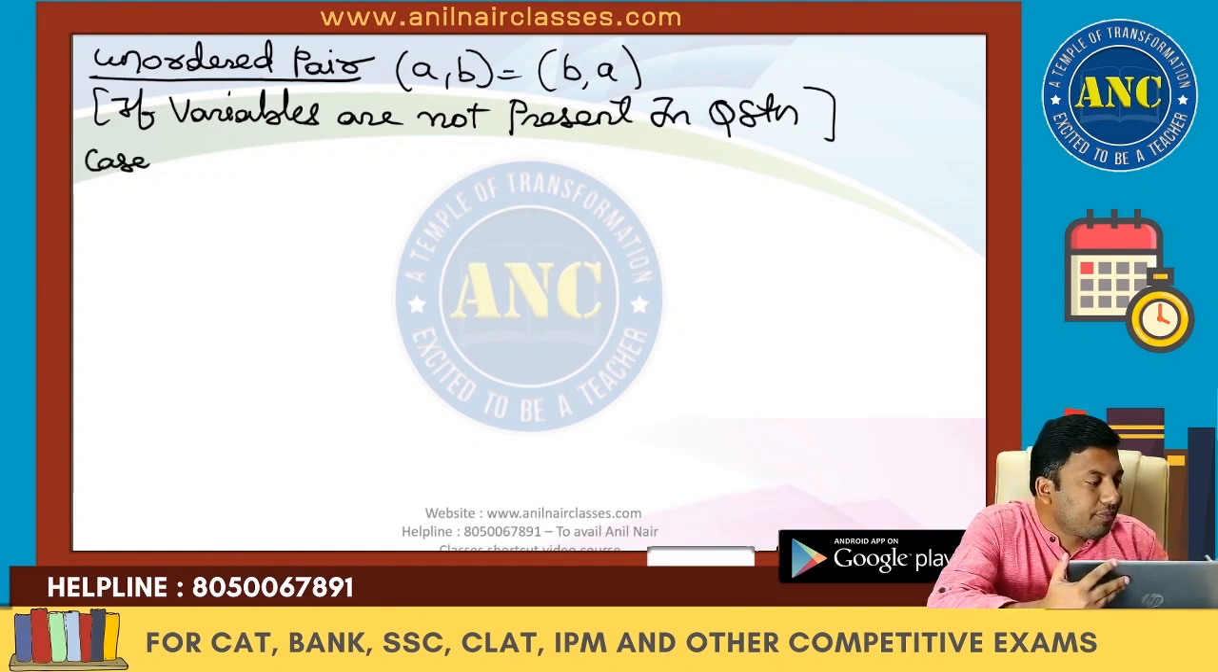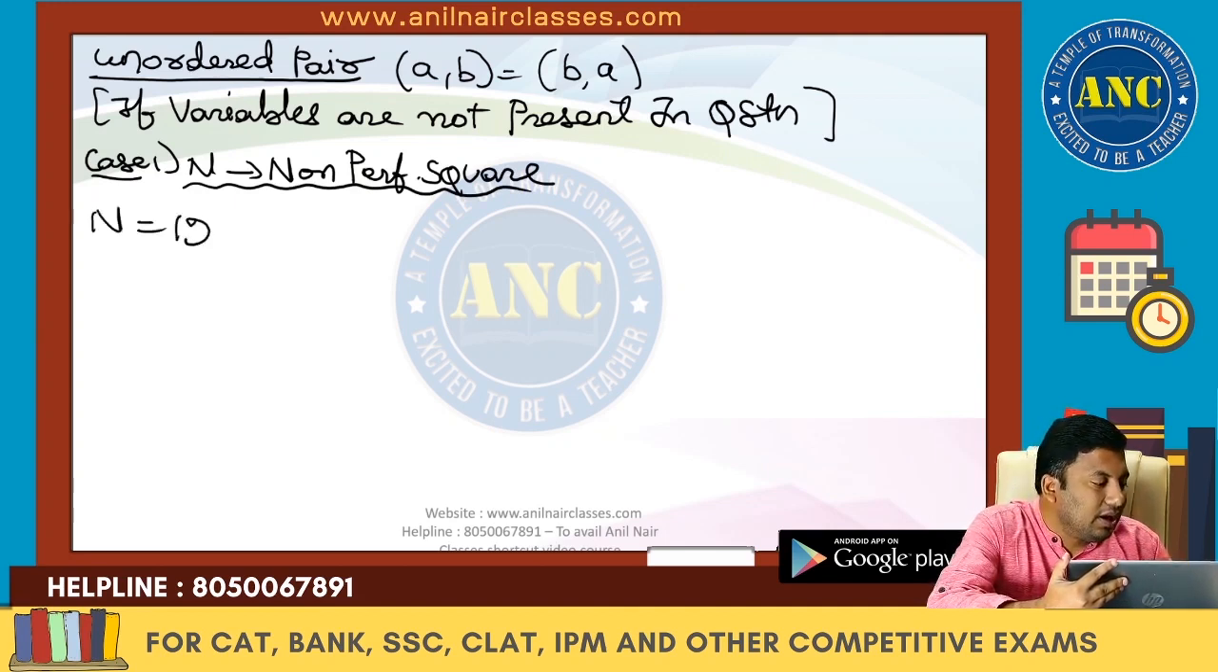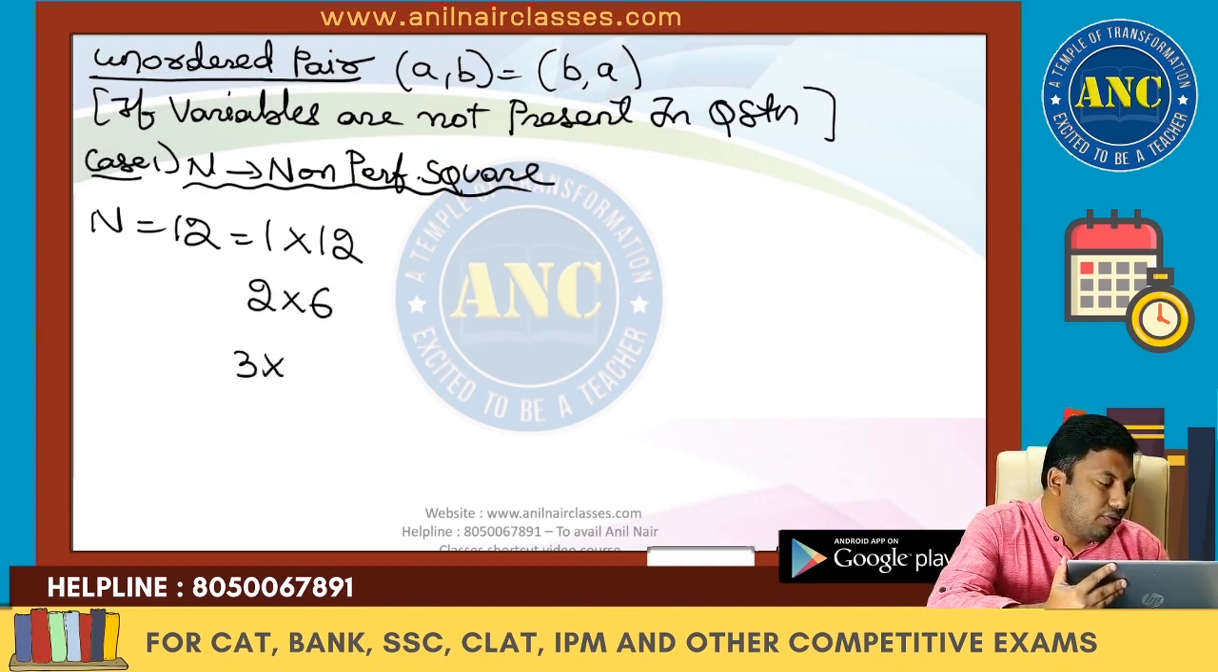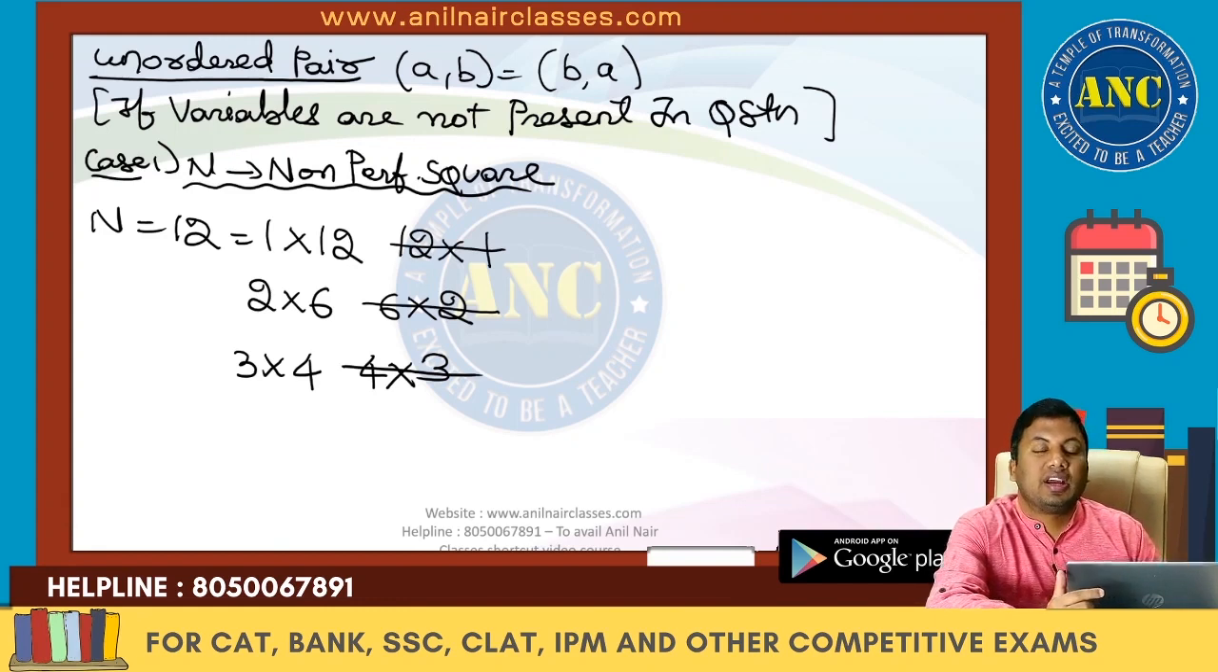Case 1: N is a non-perfect square. Let me take an example. N is 12. 1 into 12, 2 into 6, 3 into 4. 4 into 3 cannot be taken because it is an unordered pair. 6 into 2 cannot be taken, and 12 into 1 cannot be taken, because it's an unordered pair.